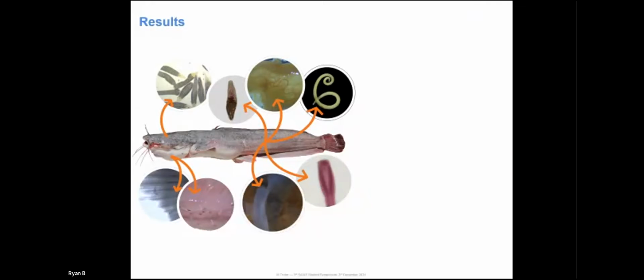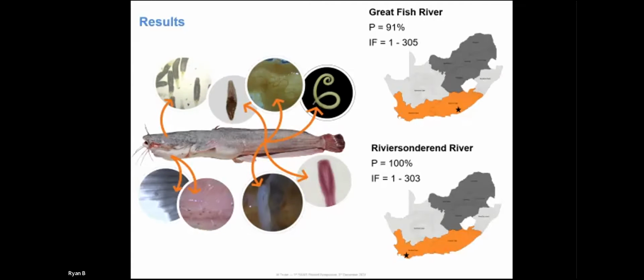Catfish from both rivers were infected with ectoparasites on the gills and endoparasites in the cranial cavity, visceral cavity, and organs. 91% of catfish from the Great Fish River and all individuals from Riviersonderend were infected with any combination of parasites and a similar intensity of infection.